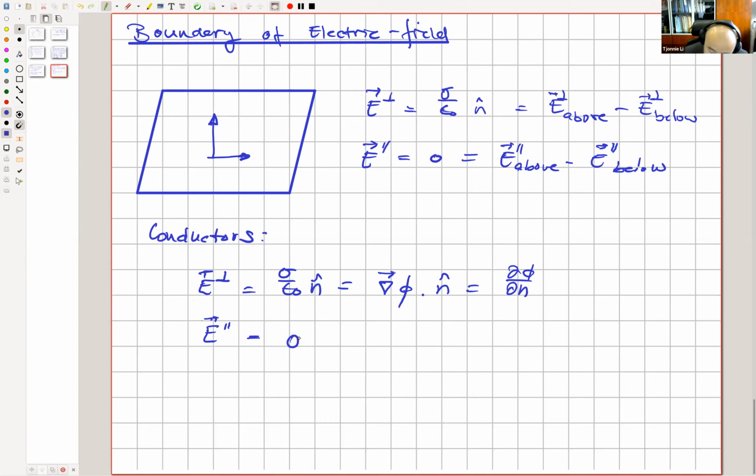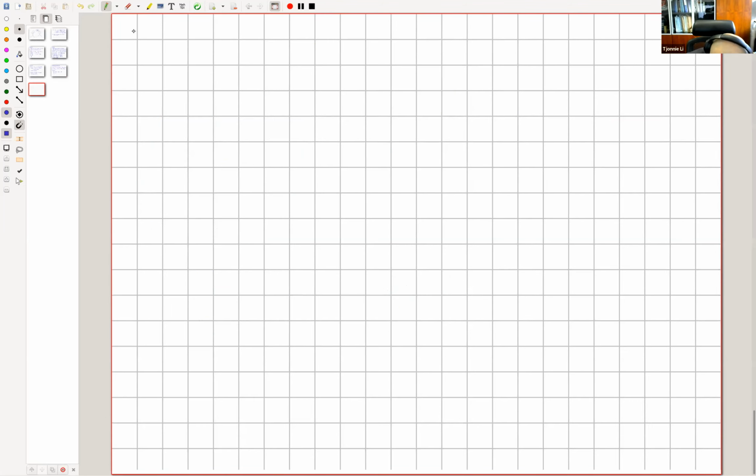Okay, so that's for conductors. This is a super brief recap of conductors. And what we can do instead is now we can look at dielectrics. So let's consider dielectrics or insulators instead.